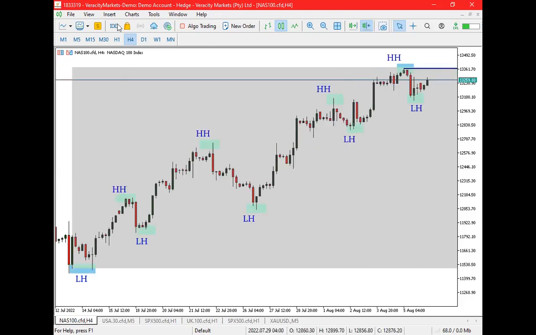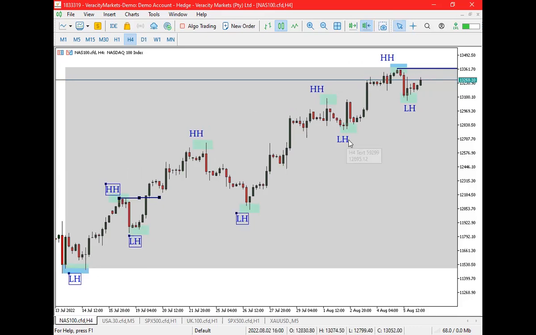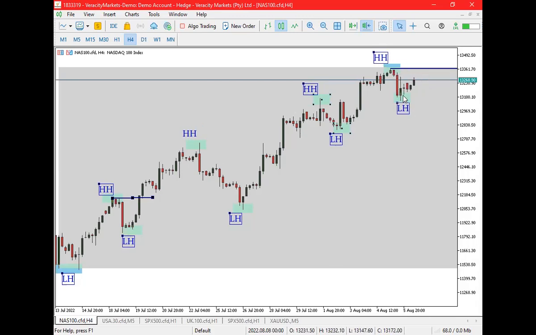A break of structure is a continuation of the bullish trend. If you check here, I'm talking about something like this. This is the moment it clears this previous level. The moment it clears this previous level in a market structure, that's what we mean by a continuation of structure, and we identify it as a BOS. Let me show you what I'm talking about.